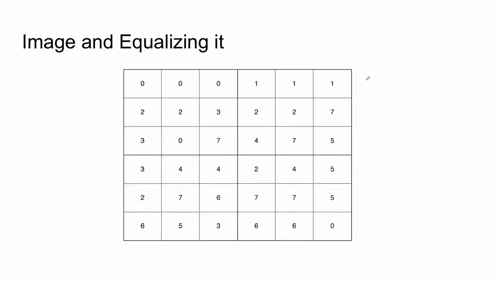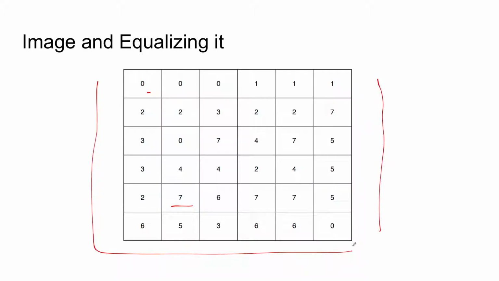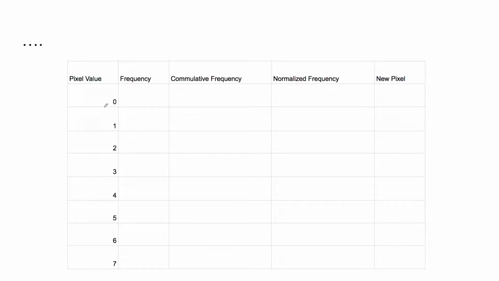So we say that we have an image with pixel values from 0 to 7, and this is how our image looks like. So we have few pixels which have values 0, few 1, few 2, and ranging to 7. So how do we go about it? It's very simple and it's systematic, so you can easily do it. So we write first of all all the pixel values we have, that is 0, 1, 2, 3 to 7.